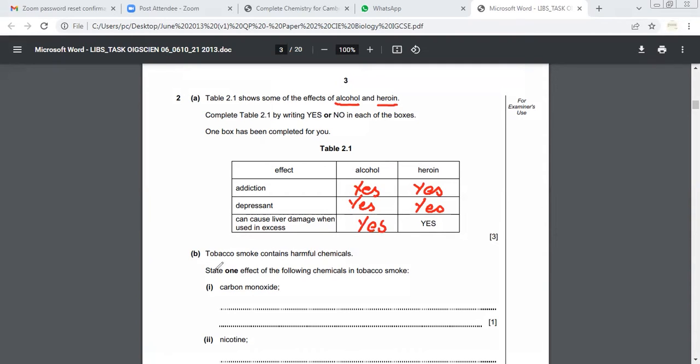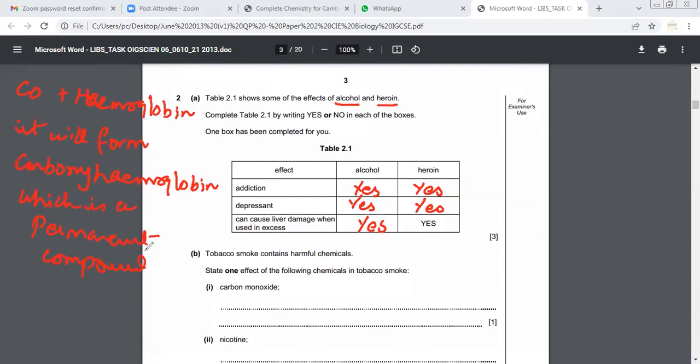Tobacco smoke contains harmful chemicals. State one effect of the following chemical in tobacco smoke: carbon monoxide. As we know, carbon monoxide when it combines with hemoglobin will form carboxyhemoglobin. Carboxyhemoglobin is a permanent compound and cannot be detached from hemoglobin.